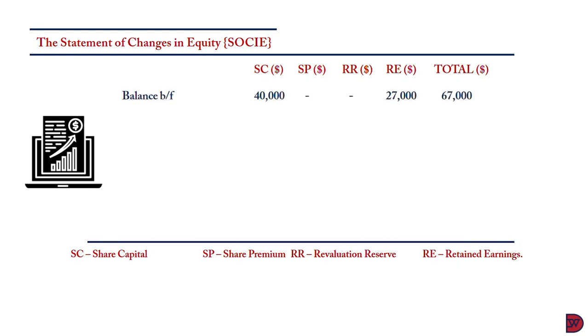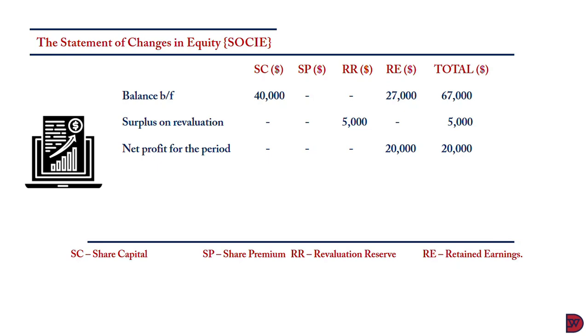So you start with the opening balances for each of the items. So in this scenario, we assume we have an opening balance for share capital of 40,000, $27,000 for retained earnings, leading to a total of opening balances of 67,000. If there is a surplus on revaluation, that's the revaluation reserve, record it under the revaluation reserve column. The net profit for the year will be added to the retained earnings. If it was a loss, it will be less. The dividends paid for the year will be deducted from the retained earnings, as said earlier.